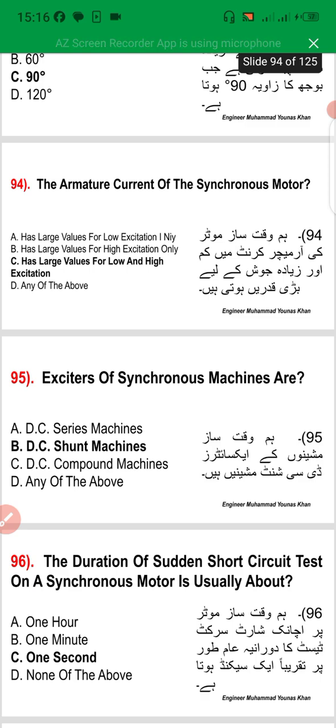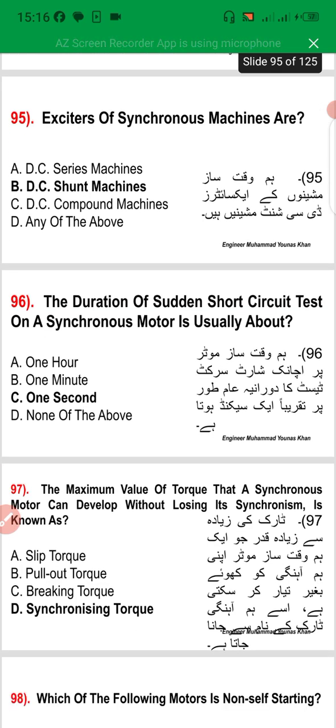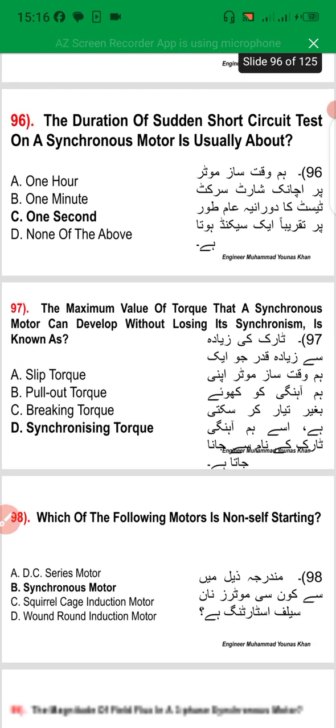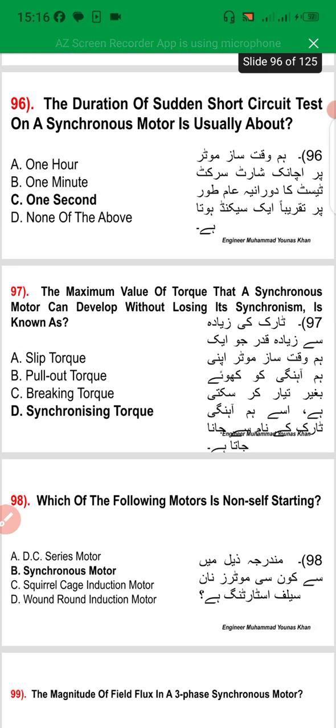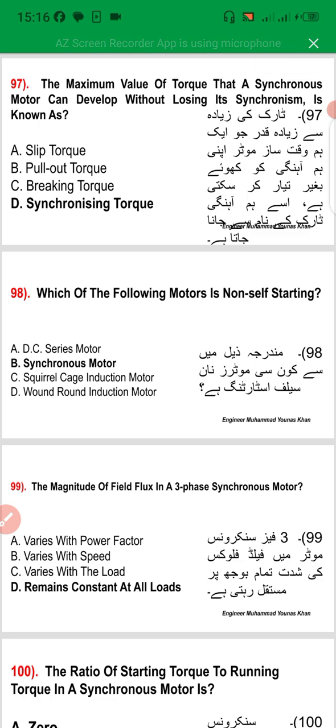The armature current of the synchronous motor has large values for low and high excitation. Exciters of synchronous machines are DC shunt machines. The duration of certain short circuit tests on a synchronous motor is usually about 1 second. The maximum value of torque that a synchronous motor can develop without losing its synchronism is known as synchronizing torque.